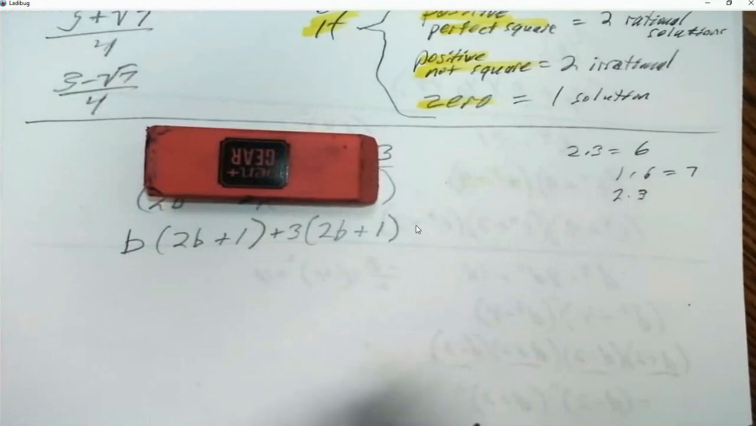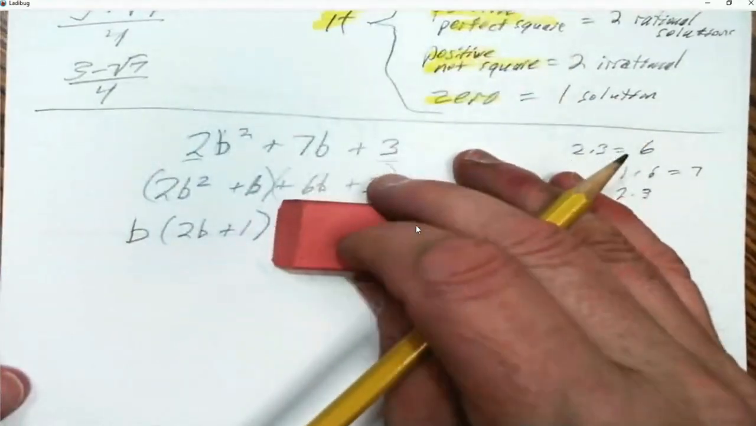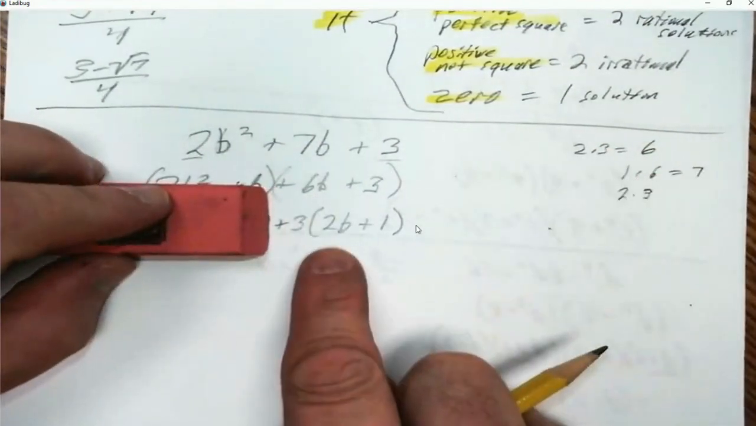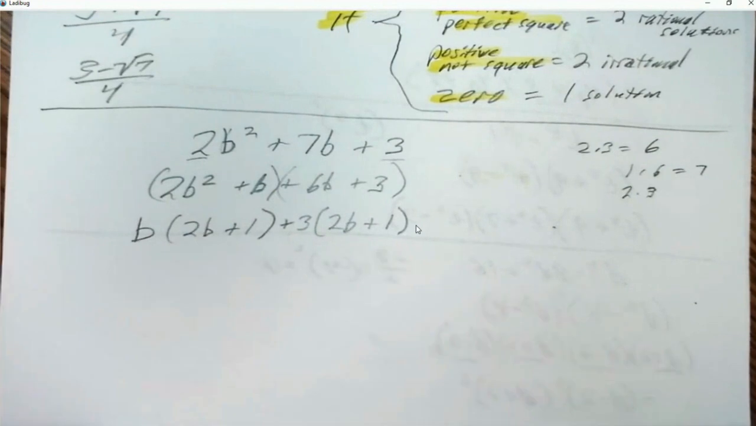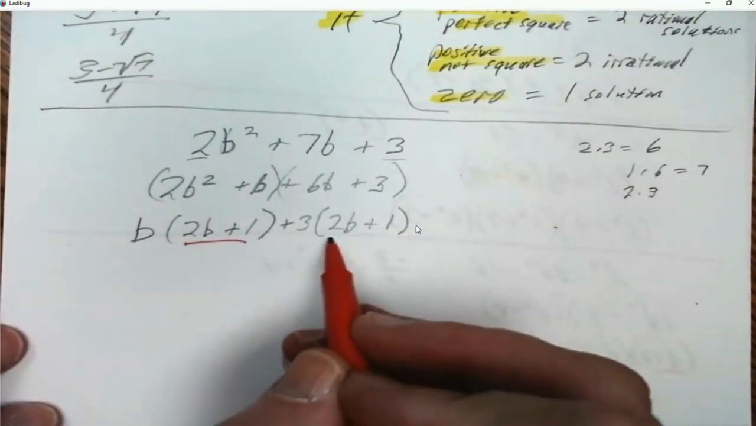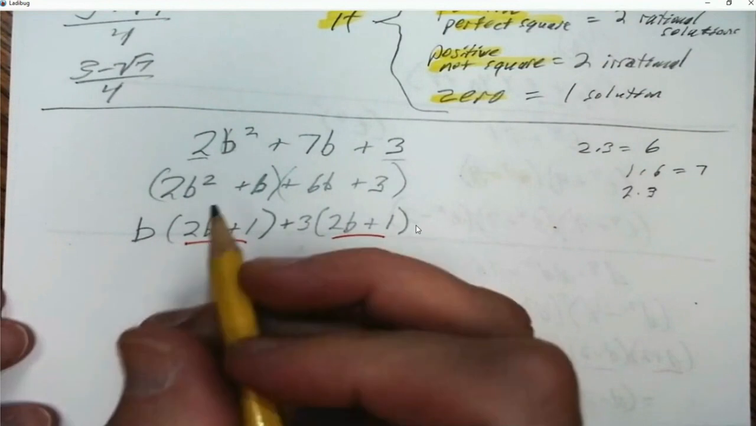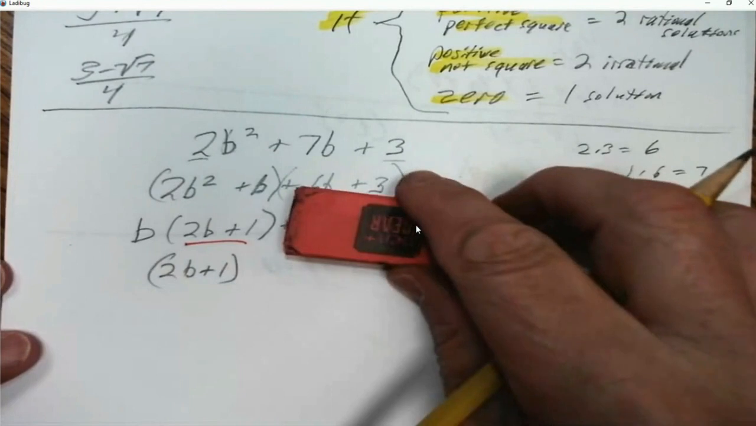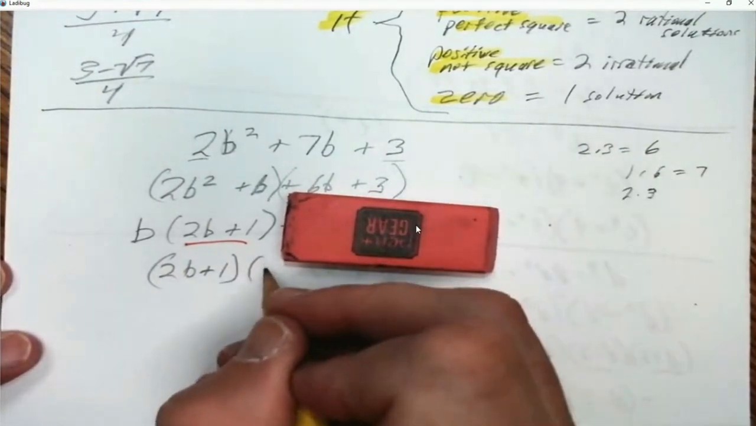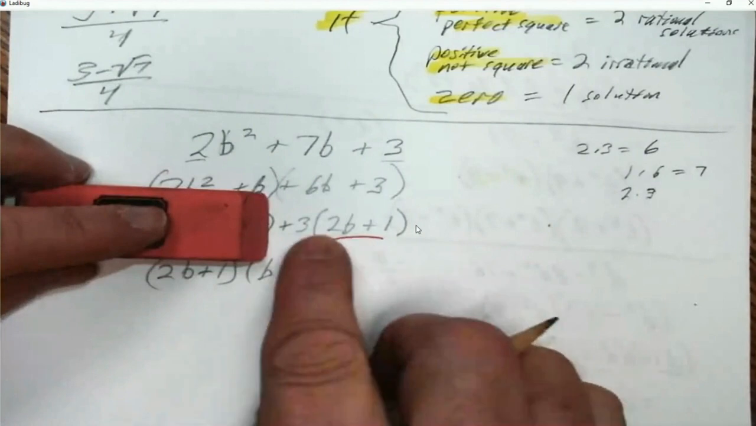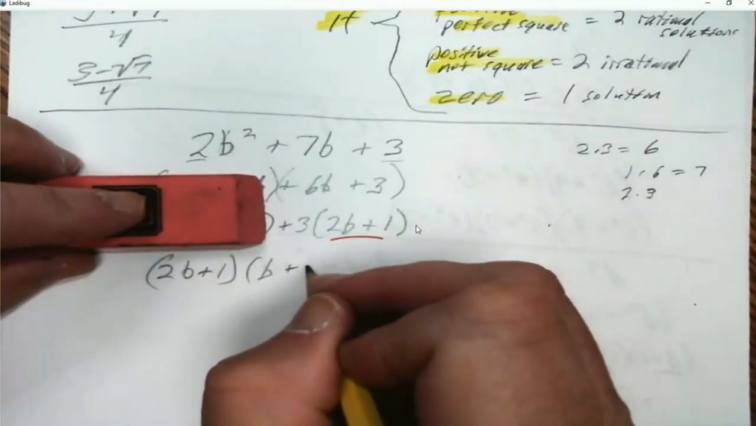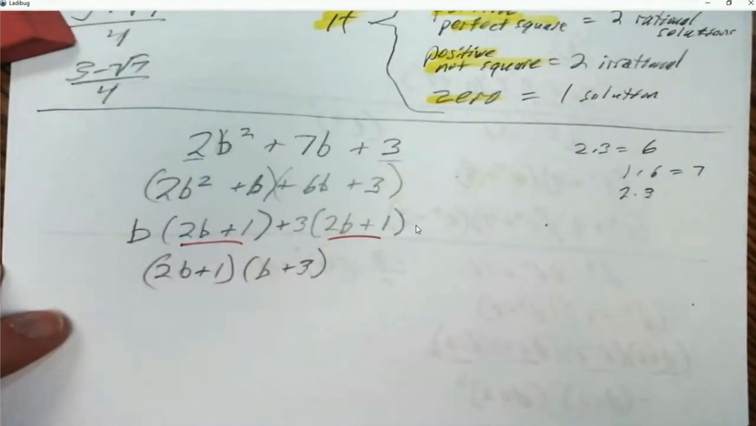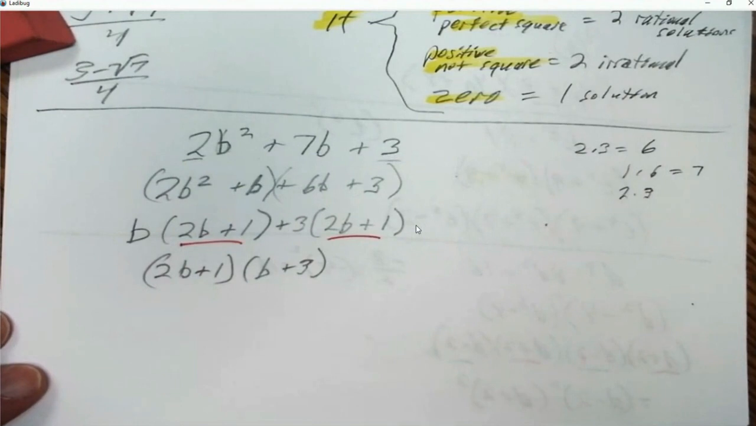Okay, so now I have 2 terms. I have this term, b times 2b plus 1, and I have 3 2b plus 1s. Oh, look, both of these terms have this in it. I can factor that out, 2b plus 1. So when I factor it out of here, all I have left is a b. When I factor it out of here, all I have left is a plus 3. So this is the factors of that. That's as simplified as we can get.